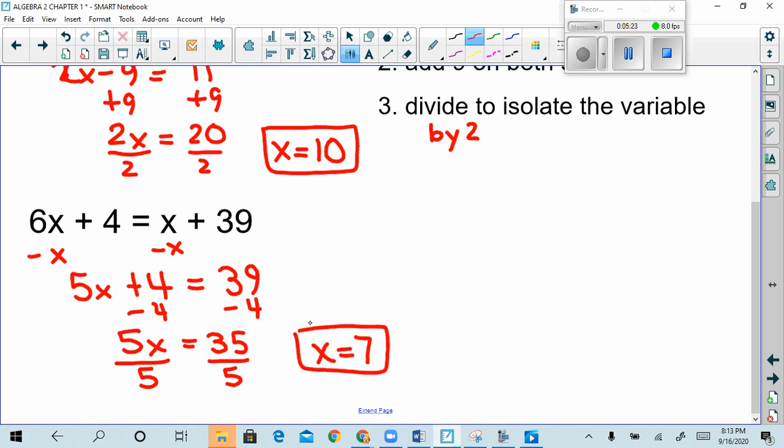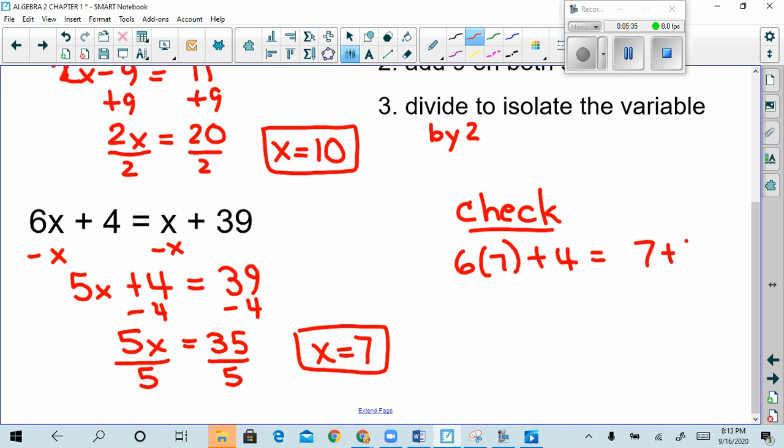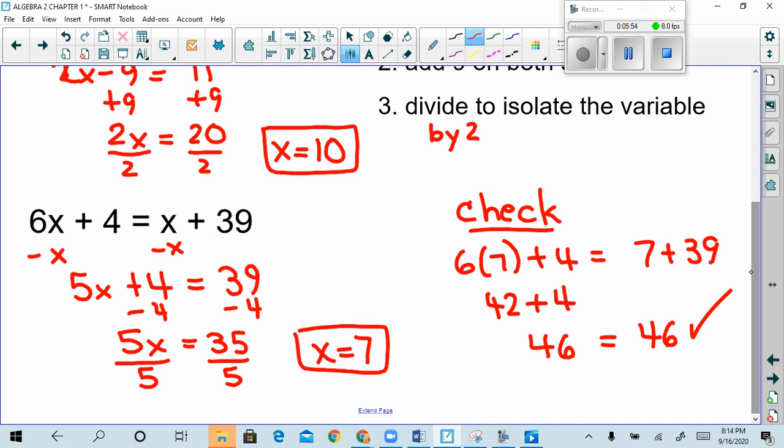Once again, if I were to do the check, I have some space here. Let me show you the check. I have 6 times 7 plus 4 on the left, and I have 7 plus 39 on the right. If all goes well, this will be the same on both sides. This gives me 42 plus 4, which is 46. And I have 39 plus 7, which gives me 46. It balances, it works, I've done it correctly.